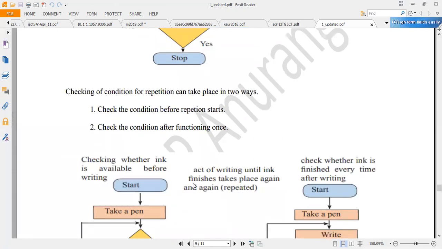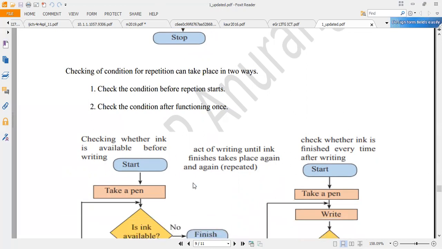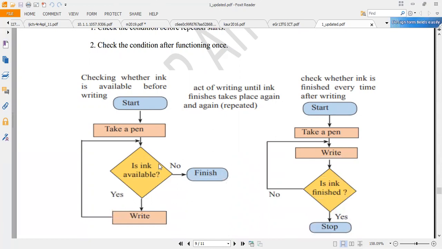Checking of conditions for repetitions can take place in two ways: check the condition before the repetition starts, or check the condition after the function ends. In our programming languages, in upcoming lessons, we will learn how these two conditions are implemented using a programming language. Academically, we use the Python language to identify and learn these factors.